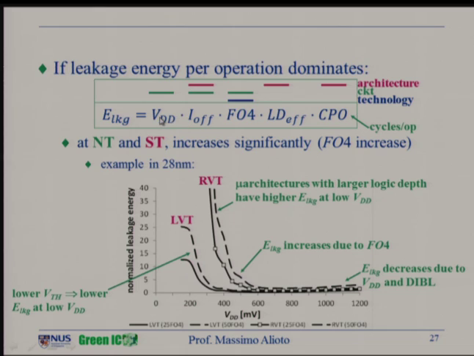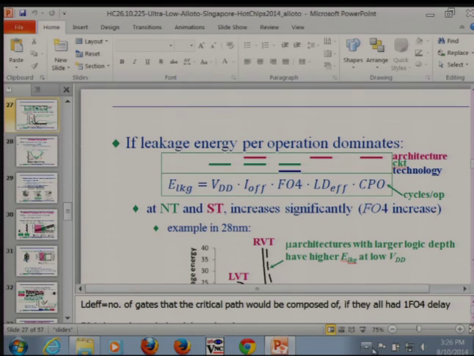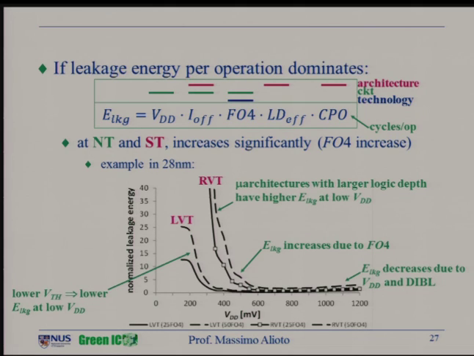When we reduce the voltage, this is reduced linearly. This is reduced somewhat superlinearly due to the DIBL effect. But FO4 at ultra-low voltages actually tends to be increased significantly. It goes up very rapidly when the voltage approaches the threshold voltage of the transistor. That's why we typically observe a dramatic increase in the leakage energy here at low voltages. So we are learning that the leakage energy actually tends to increase significantly at low voltages.